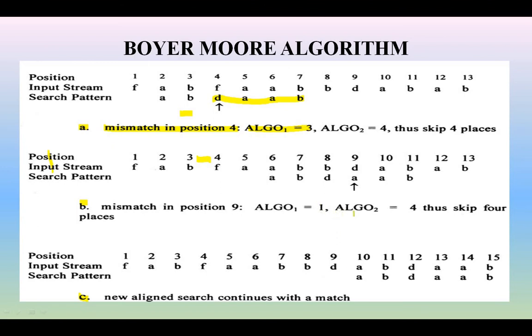So what is algo 2 now? Algo 2, here again it is 4. So 1 2 3 4. From the starting position the mismatch occurs at the fourth position. So you skip 4 places, and again you start at the 10th position. So it is nothing but ABD AAB. Like that the Boyer-Moore algorithm will work. This is the way of working of the Boyer-Moore algorithm.